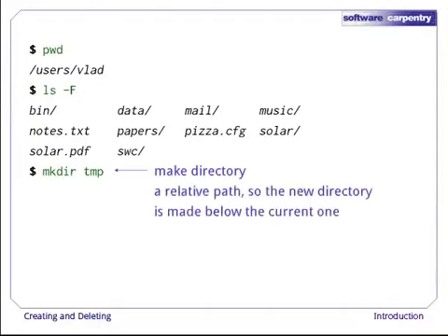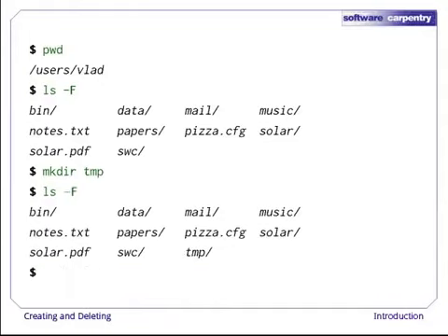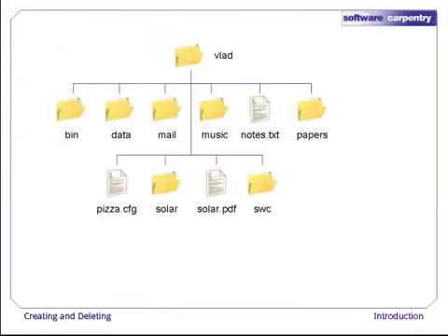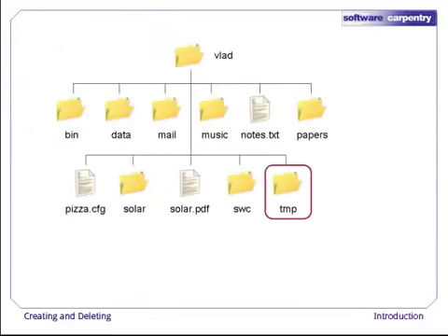Since temp is a relative path without a leading slash, the new directory is made below the current one. Let's run ls again. There's our directory. Graphically, we started with this directory tree and created the new directory here. However, there's nothing below it yet. Temp is empty.